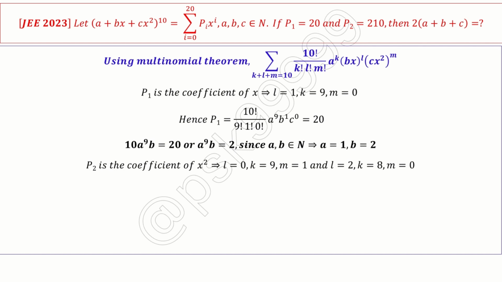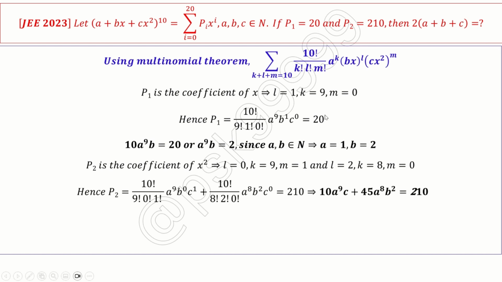Now x square, let's take p2 as the quotient of x square. Now x square is possible in two ways. One is l can be 2, m is 0, and k is 8. That is one option. Or m can be 1, then I have the x square here: m is 1, l is 0, k is 9. Okay, so these are the two options I have. So p2 is the sum of these two basically.